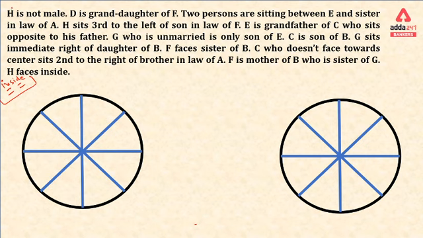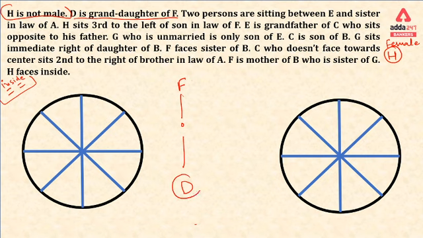Now it says that H is not a male, that means H is a female, so we make a circle and write it on a rough sheet on the side. Next it says that D is a granddaughter of F. We don't know the gender of F, but we know that F has a son or daughter who has a daughter named D.